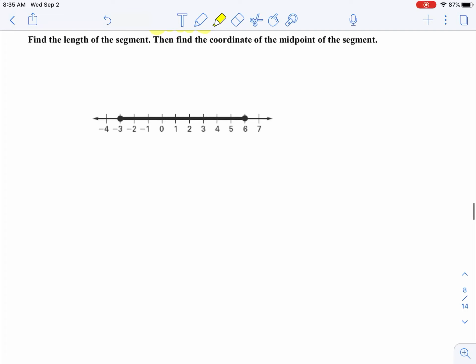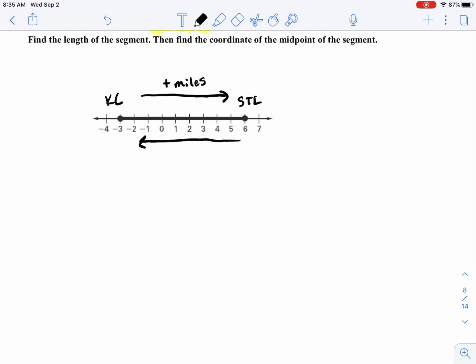And then final example here, example 3: find the length of the segment, then find the coordinate of the midpoint of the segment. So distance, and I should have said this earlier, distance is always positive. Let's say this is Kansas City, and this is St. Louis. If I drive to St. Louis tomorrow, that is a positive difference. That is positive miles that I drove. I drove, let's say, 300 miles. I think it's a little bit more than that.